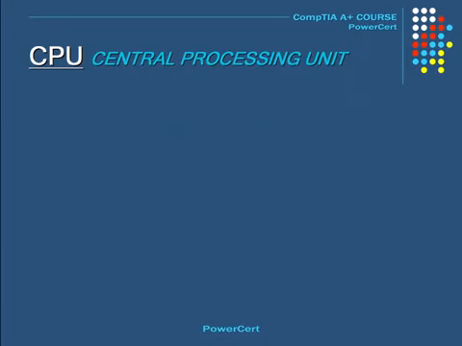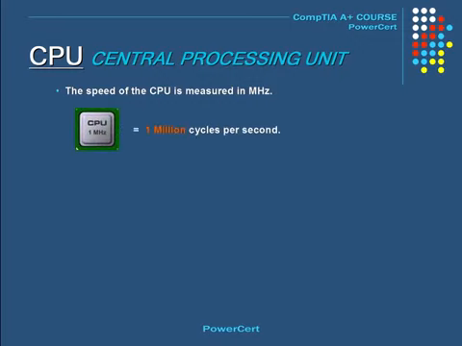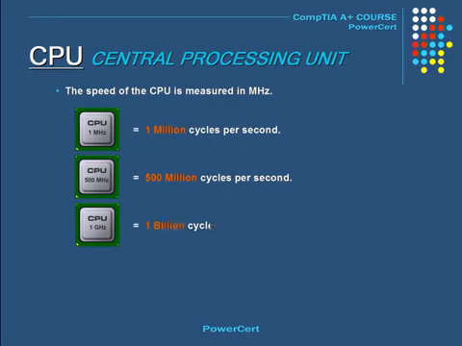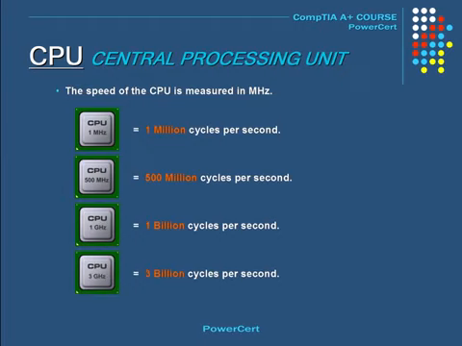The speed of the CPU is measured in megahertz. For example, 1 megahertz equals 1 million cycles per second. 500 megahertz equals 500 million cycles per second. And 1 gigahertz equals 1 billion cycles per second, and so on. Today's high-end processors average a speed of over 3 gigahertz per second.